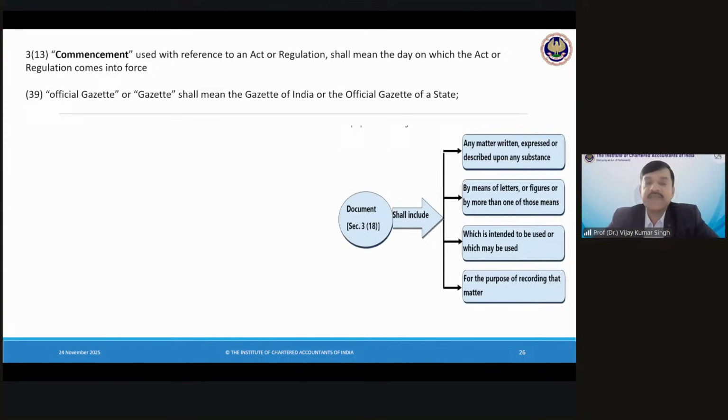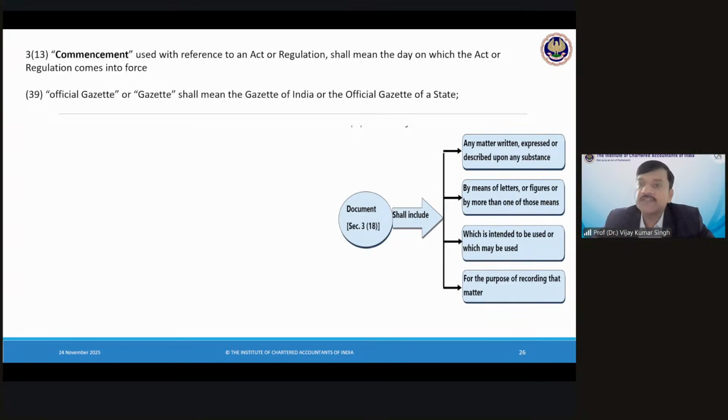Commencement. So this commencement clause is very important, and section 3 subclause 13 talks about commencement, and it says commencement, used with reference to an act or regulation, shall mean the day on which the act or regulation comes into force. So act, when it comes into force, when it has got the power to be enforced, I can give you an example.